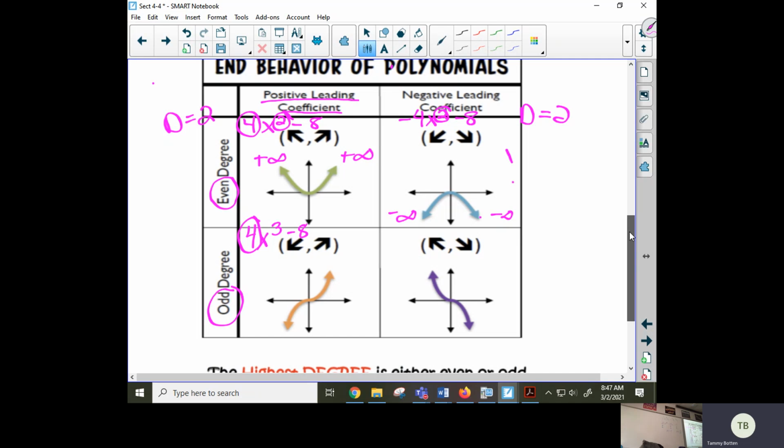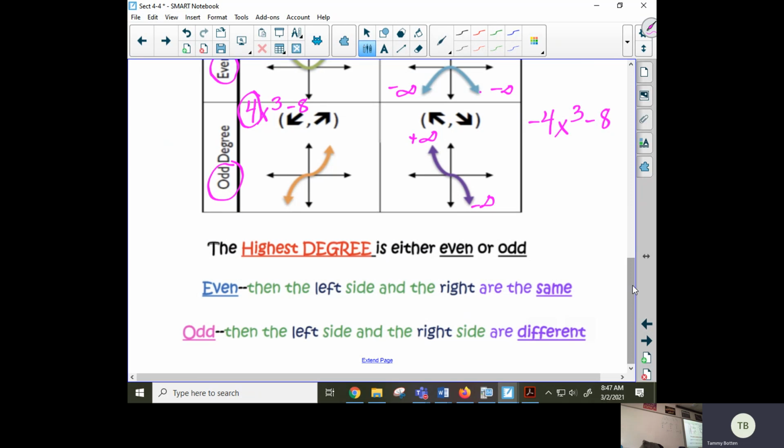Okay, down here, we can just make that one negative at the beginning. The negative at the beginning tells us what happens on the right. If it's negative, it approaches negative infinity. If it's an odd degree, they do the opposite. So this approaches positive infinity. And then these notes right here.